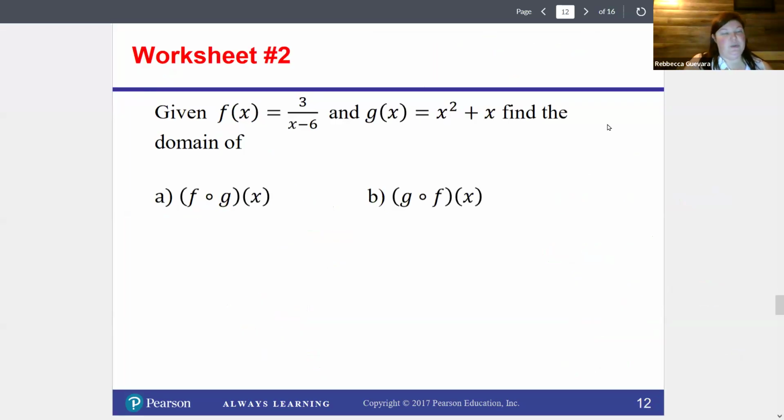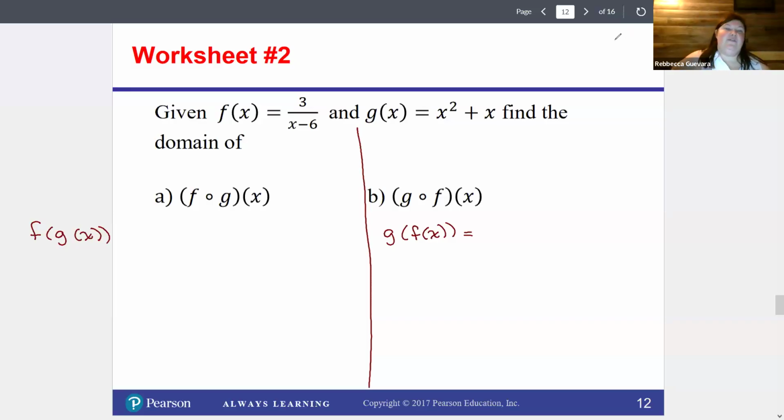So number 2 on your worksheet is the case where we have rationals. Remember, what we have to do is look at where our denominator is equal to 0, and that's what has to be removed from the domain. So we're doing domains of rationals. Let's take a moment to do that and come back to finish this.